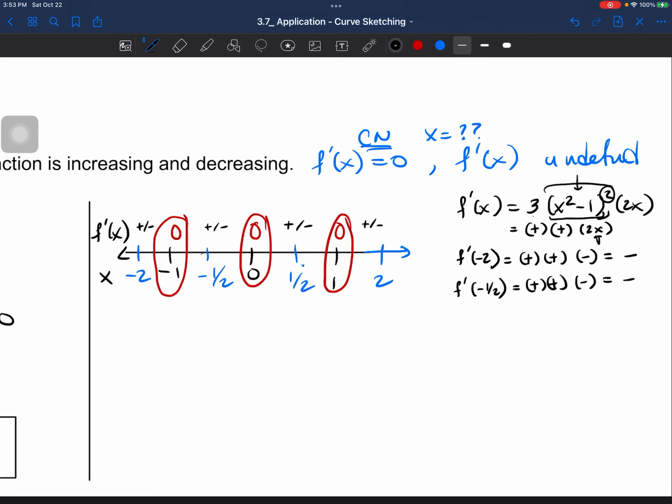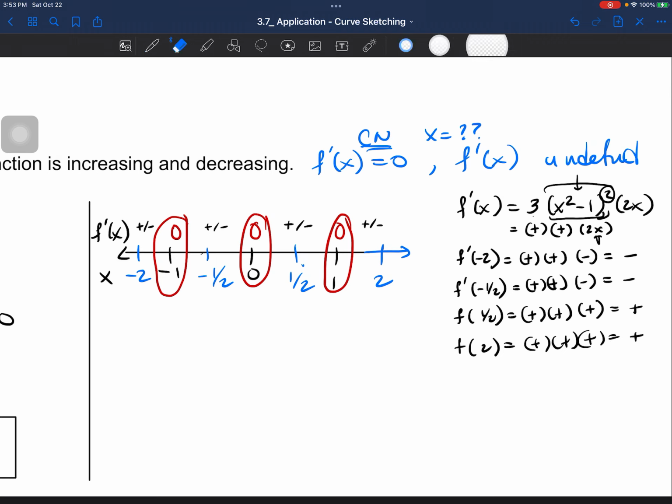Same thing here, positive, positive. And then when you plug in negative 1/2 into the x, negative 1/2 times 2 is going to be a negative number. Then you try 1/2. It'll be positive, positive, and then 1/2 times 2 is going to be a positive. So this gives us positive, positive, positive, and then when you plug in 2 for x, positive 2 times positive 2 gives us positive.